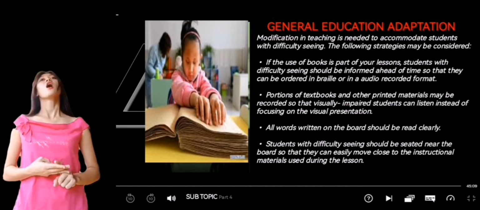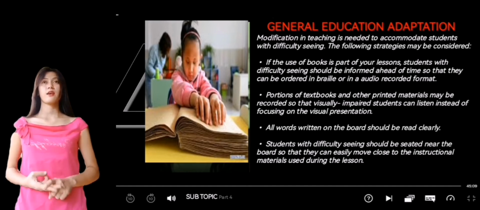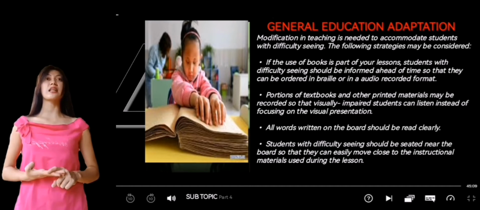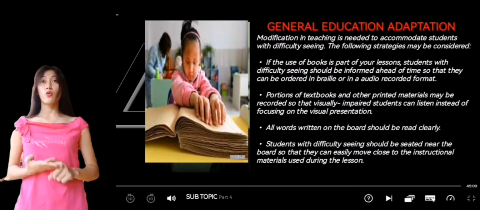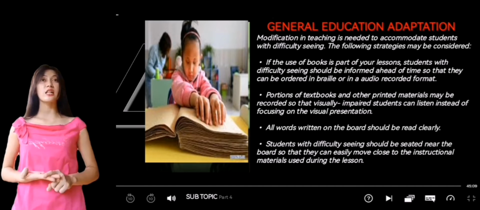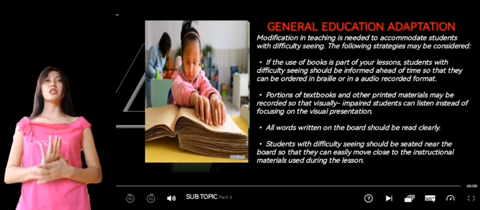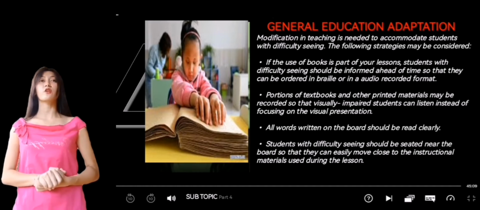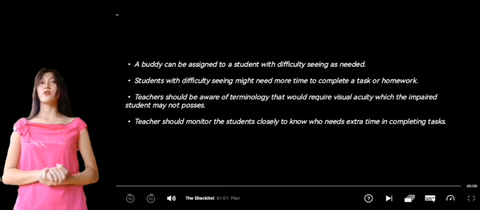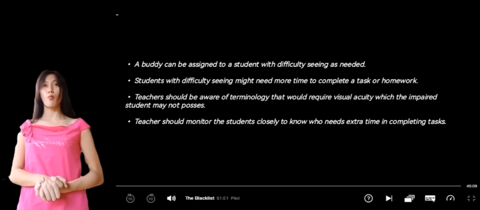The third, all words written on the board should be read clearly. Fourth, students with difficulty seeing should be seated near the board so that they can easily move close to the instructional materials used during the lesson. The fifth, a buddy can be assigned to a student with difficulty seeing as needed.